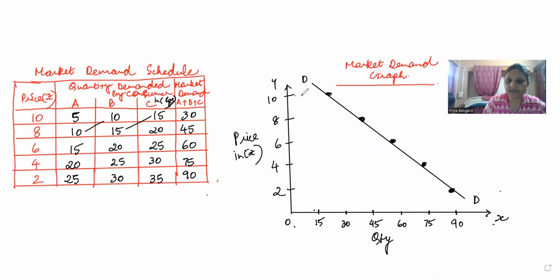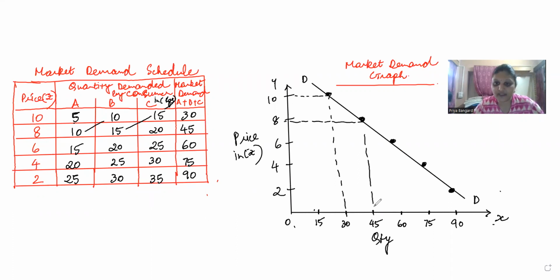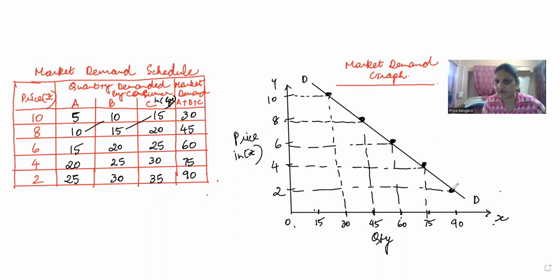So मैं आपको ऐसे बता भी सकती हूँ यदि प्राइस 10 है तो क्वांटिटी डिमांडेड अराउंड 30 है, लाइक दिस. प्राइस 8 है तो क्वांटिटी डिमांडेड 45 है. प्राइस 6 है तो क्वांटिटी डिमांडेड 60 है. प्राइस 4 है तो क्वांटिटी डिमांडेड इज 75 एंड 2 है तो ये 90 है.